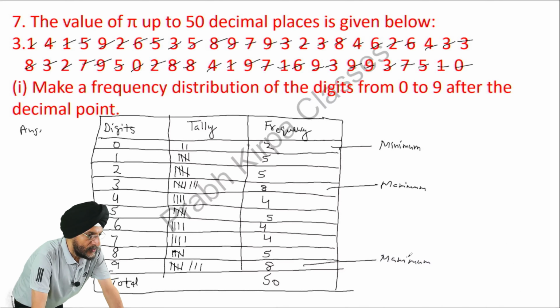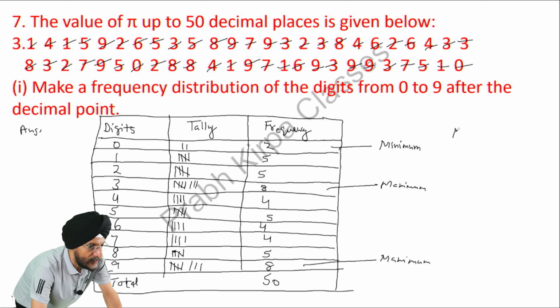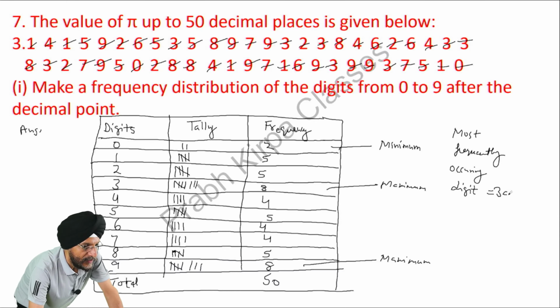So what is the question? Most frequently occurring digit. The most frequently occurring digits are 3 and 9. How many times have they appeared? 8 times each. 3 and 9, 8 times.